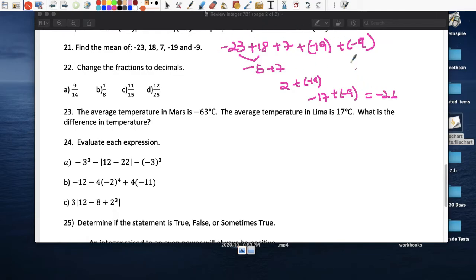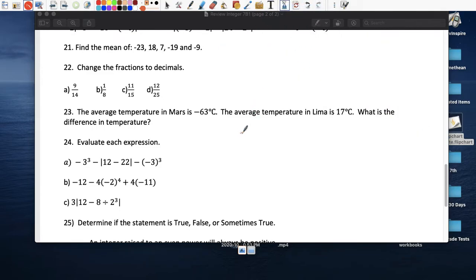So all that equals negative 26, and we're going to divide it by 1, 2, 3, 4, 5. We divide that by 5. So negative 26 divided by 5 is going to be a negative number, and that's going to be 5.2. Final answer.